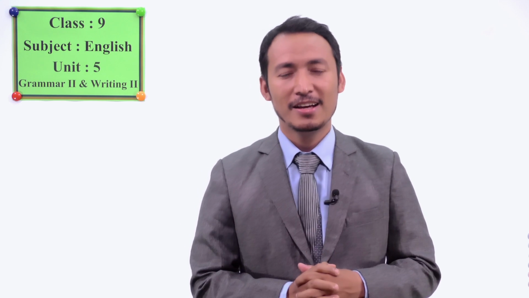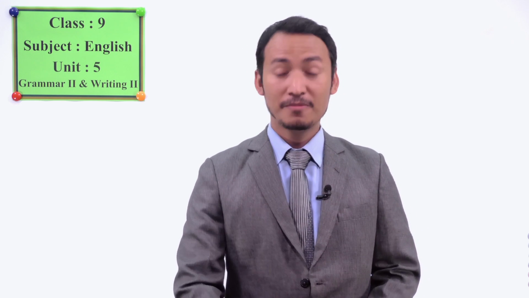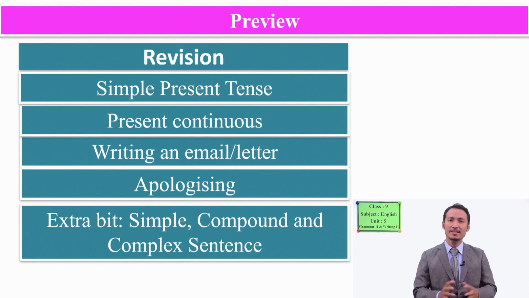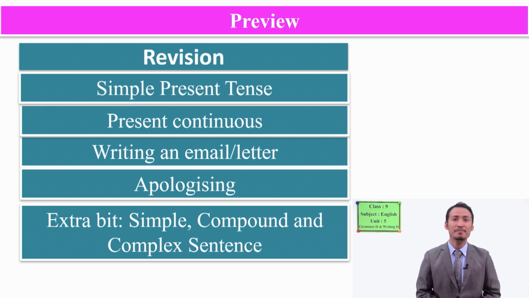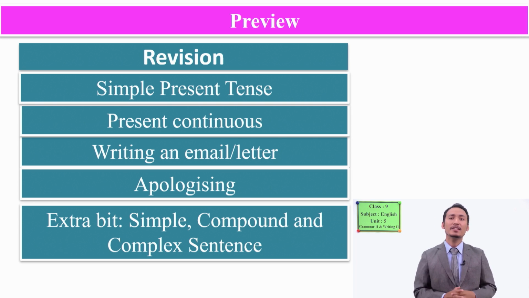Okay students, then let's have a look at the preview of what we are going to do today. Here we are going to talk about some previous lessons, and we will talk about simple present tense and present continuous tense, writing an email or letter, and apologizing, and we have an extra bit about simple, compound and complex sentences. Okay students, so these are the things that we are going to do in today's lesson.